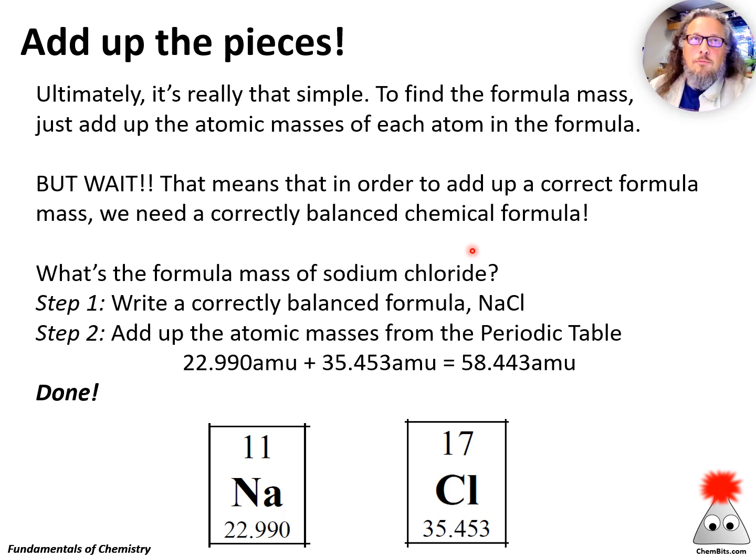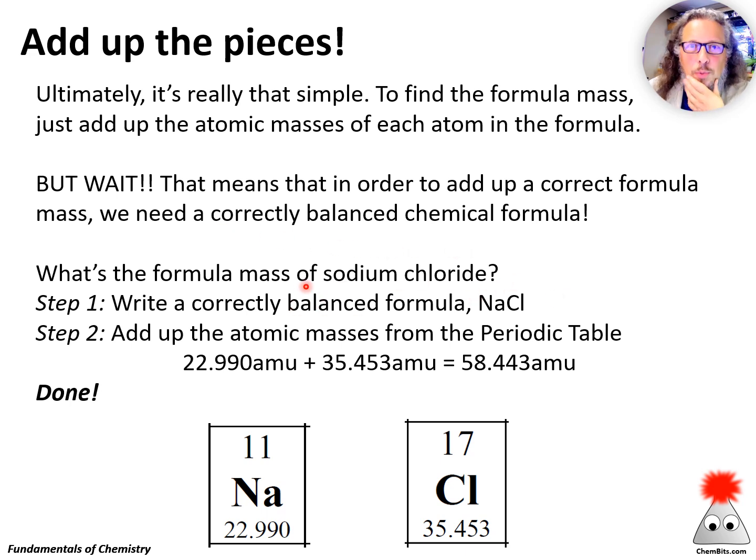Now, big picture, this isn't really that hard. It's pretty simple. If we want to know the mass of the formula of the whole thing, we just need to add up the pieces. That's pretty simple, but in order to add up the pieces correctly, we need to have the correctly balanced chemical formula. So the difficult part of formula masses isn't really the mass, it's writing the chemical formula that we need to start the problem. So let's look at an example.